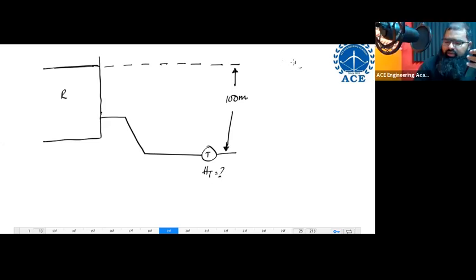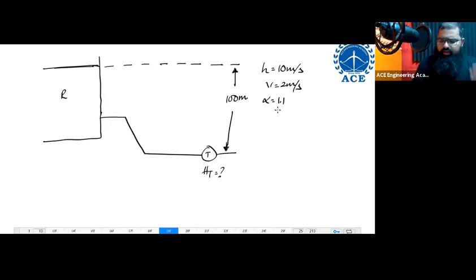Let us write down the data. The head is given as 100. The losses are given as 10 meters per second. The velocity is equal to 2 meters per second at the exit. The value of kinetic energy correction factor is equal to 1.1. Now, what am I going to do? I'm supposed to find out HT is equal to how much? How much head is on the turbine for it to cause flow, for it to produce power. For this purpose, I'll take some point 1 over here, certain point 2 over here.